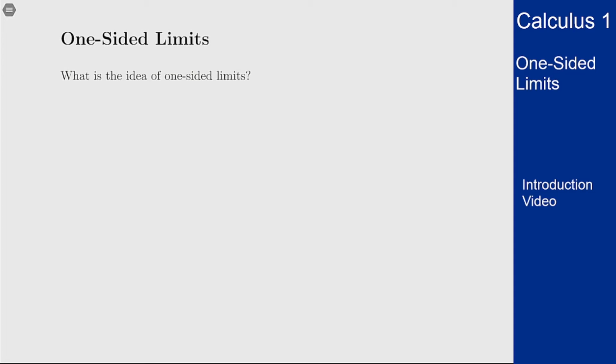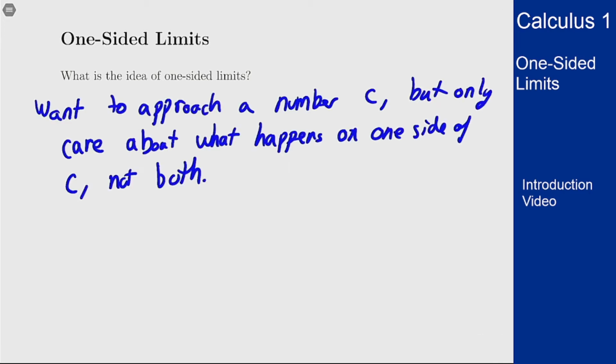In this video, we'll talk about one-sided limits. So what's a one-sided limit? Well, the idea of a one-sided limit is that I'm going to approach a certain value, but I only care what happens on one side of that number, not both. For instance, I only care what's happening to the left of C or to the right of C.